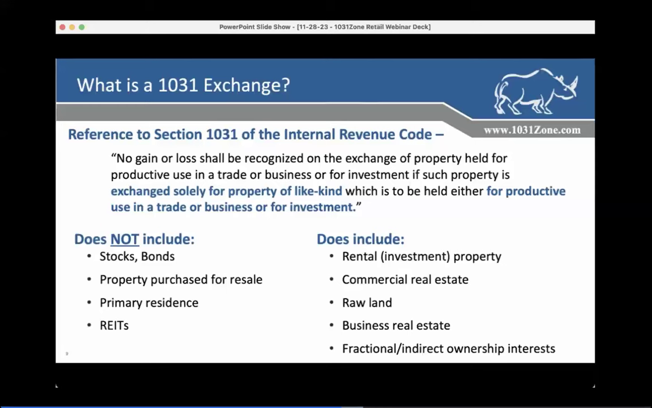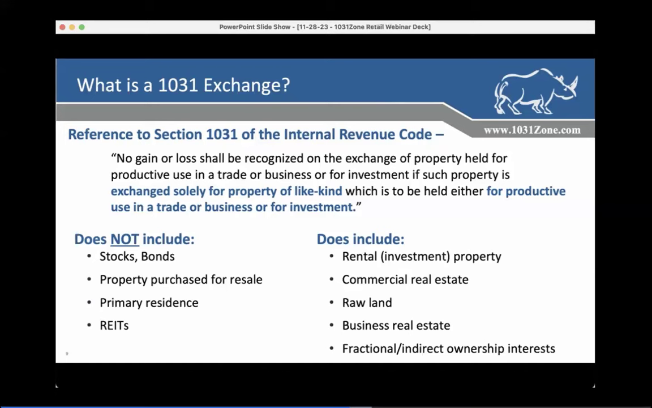And guys, investment real estate is a broad term, so I'm going to go through some of the stuff that it does include here in a second. But first, before we do that, let's go through some of the stuff that it does not include. So you cannot 1031 exchange any stocks that you own or any bonds that you own. You cannot 1031 exchange this term here, property purchased for resale. That typically categorizes fix and flips.